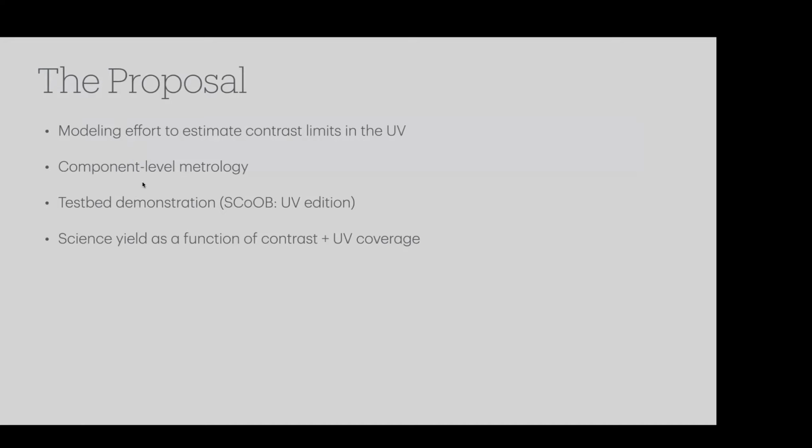This is basically taking the individual elements of the coronagraph system, and then doing dedicated measurements of their different features and their error terms and things like that, and feeding those back into the contrast budget and updating our models with that information.